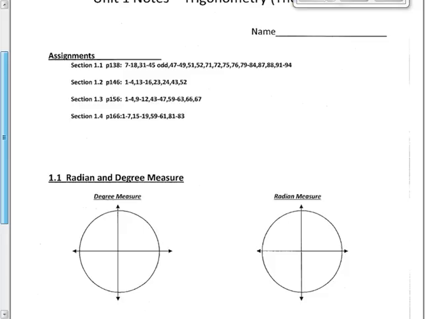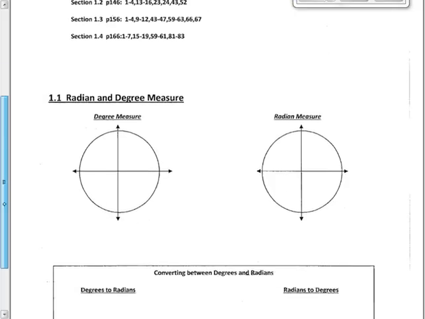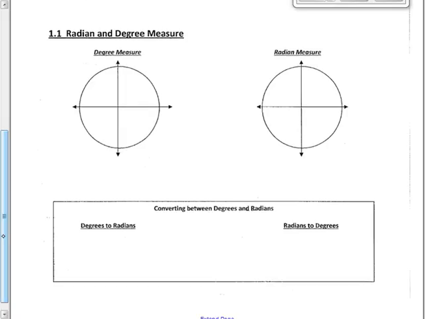So here's the first idea in trigonometry: you are used to working in degrees. In trigonometry, we're not only going to work in degrees, but we're also going to work in radians. And so when you look at working in radians, you need to know what those are. We start with just a general idea of the degree measurement.